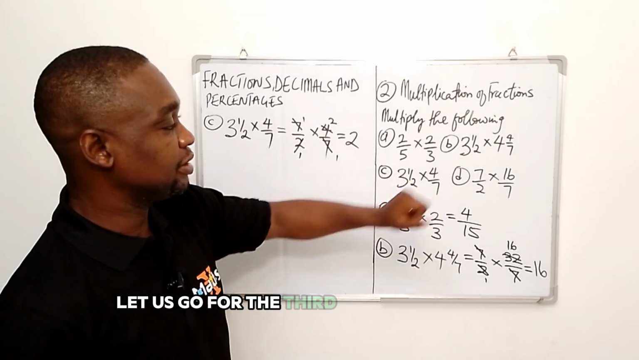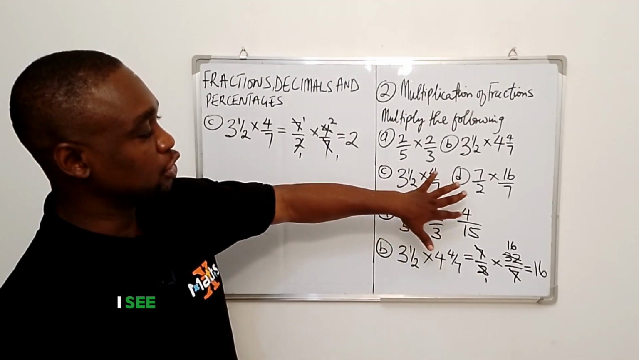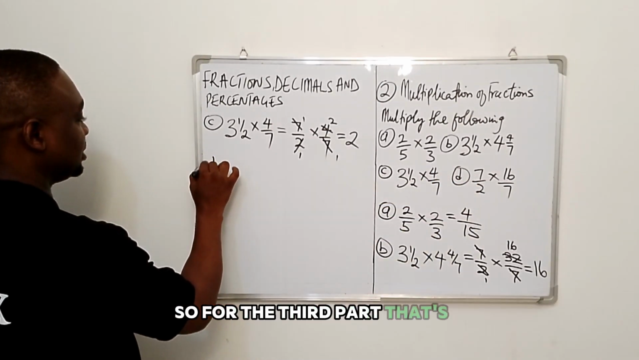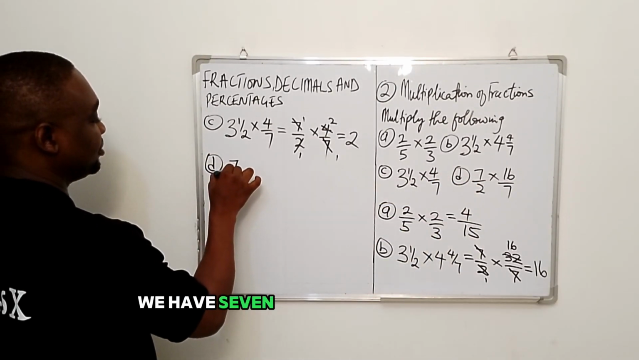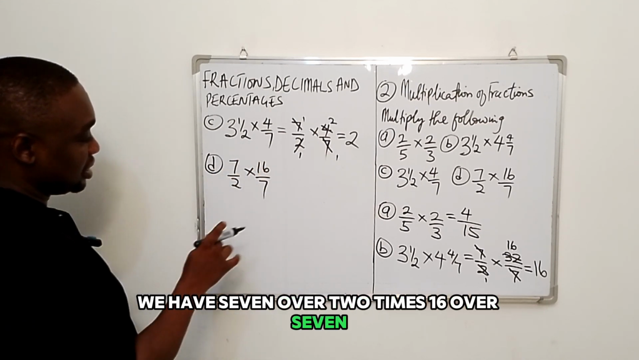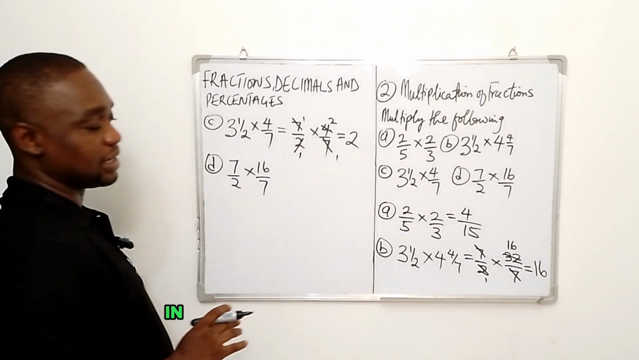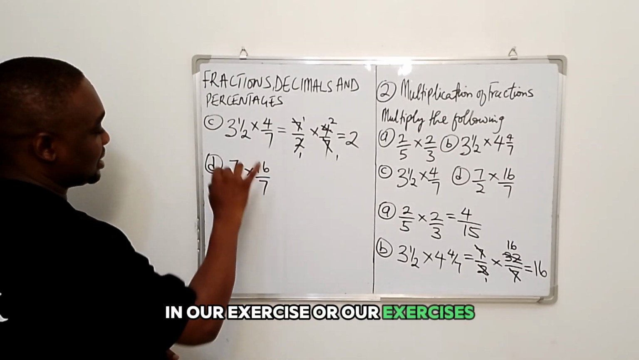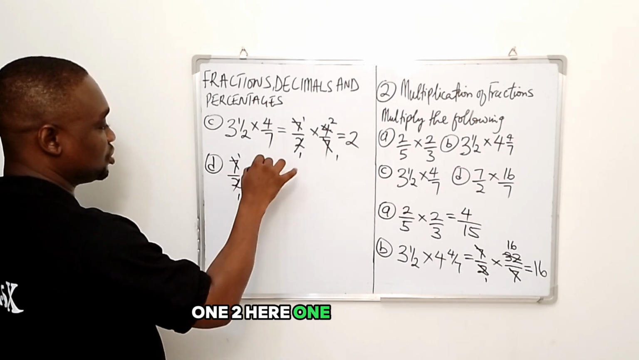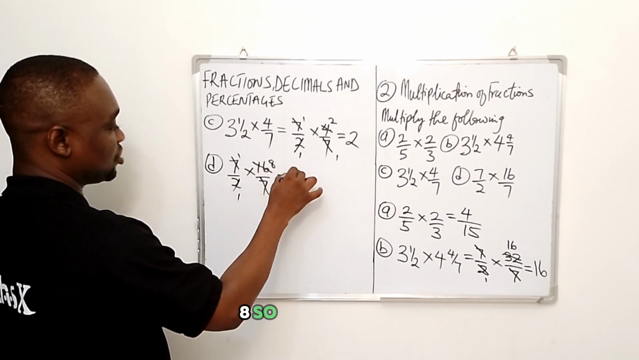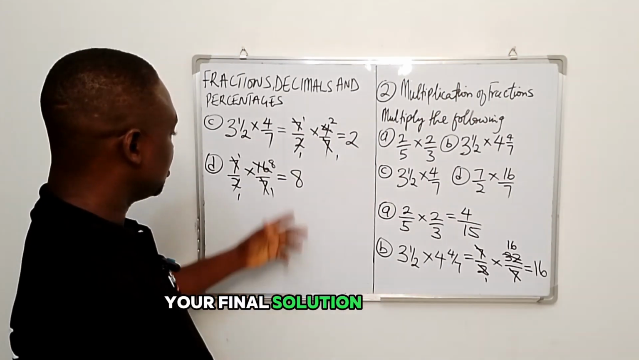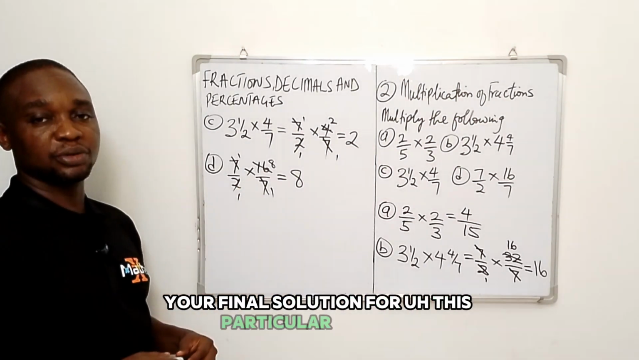Let us go for the third part. For the third part, I see two improper fractions multiplying. So for the third part, that's D, we have 7 over 2 times 16 over 7. There's plenty of 7 in our exercises. 7 here, 1, 7 here, 1, 2 here, 1, 2 here, 8. So that is your final solution for this particular example.